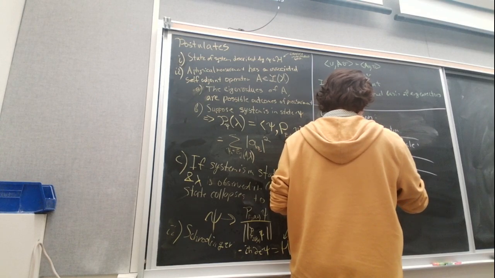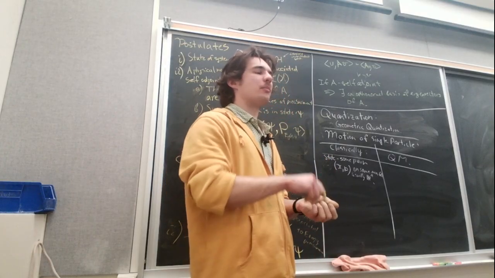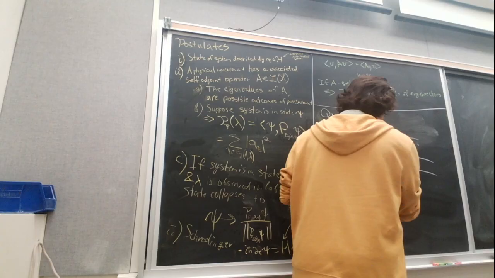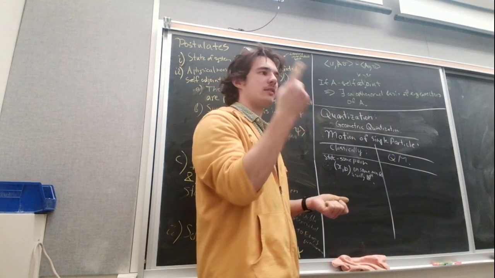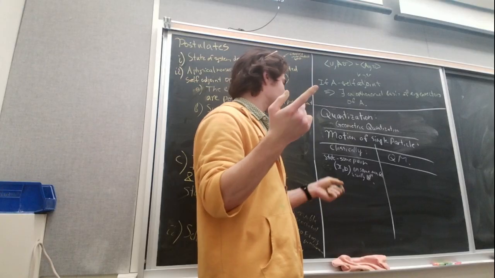Usually R^2n. So classically, I have a particle that can move around. To describe the state of a particle, I need to tell you where it is and how fast it's moving and in which direction, roughly.